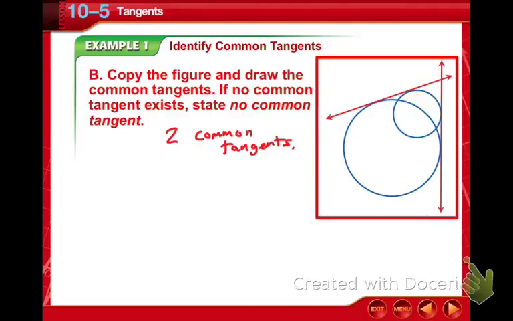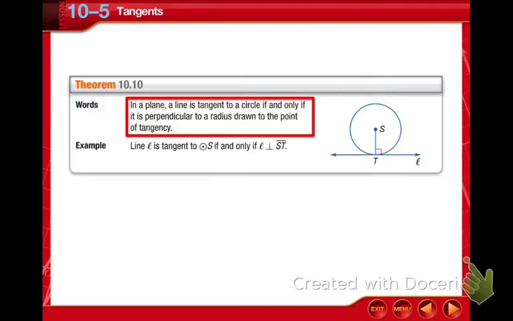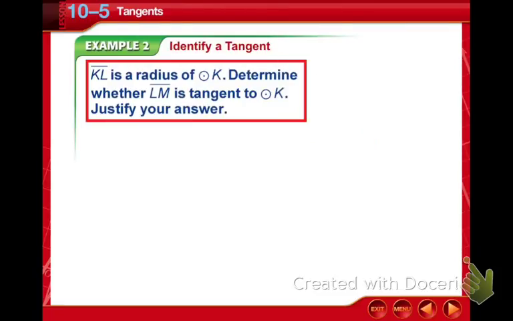On to our next problem. Our theorem first. In a plane, a line is tangent to a circle if and only if it is perpendicular to the radius drawn to the point of tangency. So here we have our tangent line down the bottom, L, and it touches the circle S at point T, and ST is perpendicular to it, and it's a radius. So we're going to use that now.